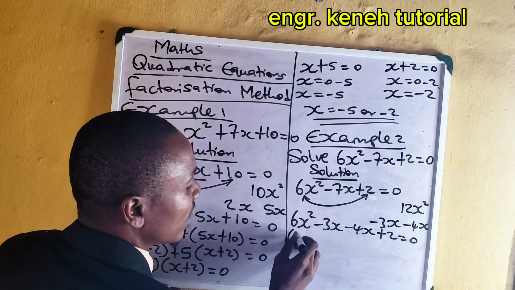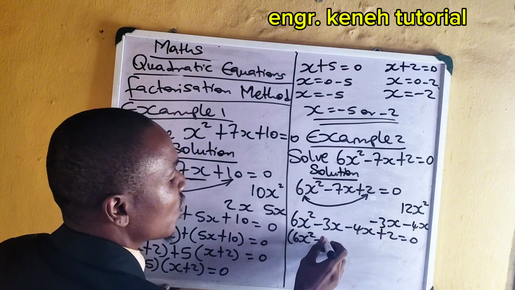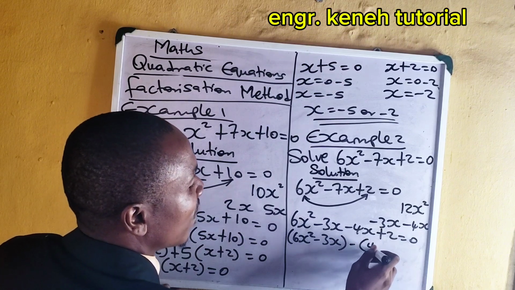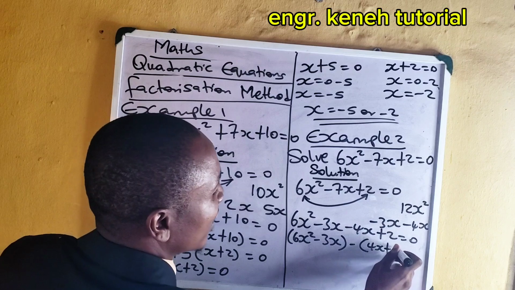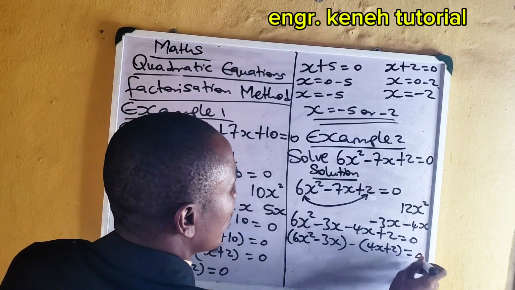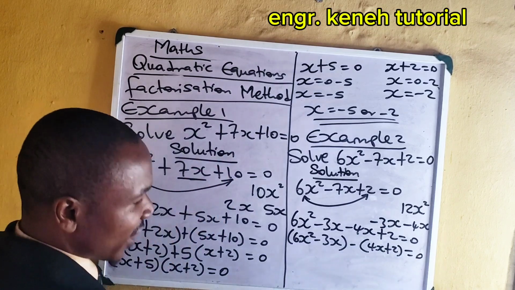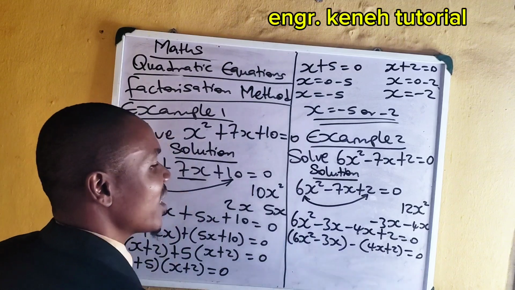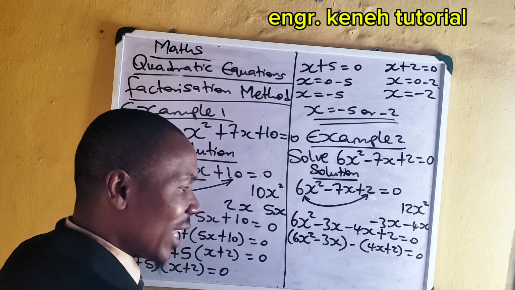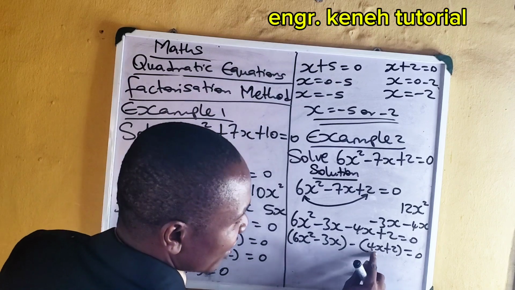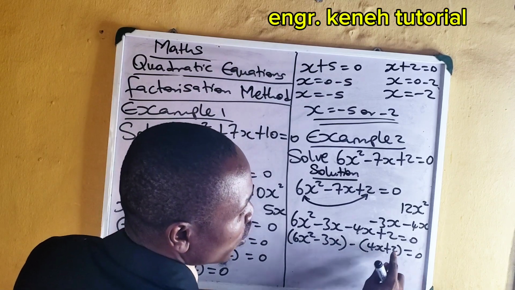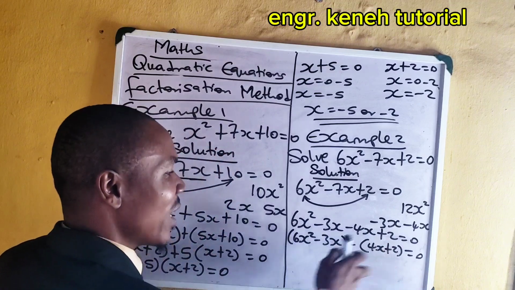So we have this one. 6x raised to the power 2 minus, you have 3x like this. Then you have minus, put this one, 4x. You have this. Everything is equals to 0. Then you ask yourself, check this second bracket, to be sure that when you open it, you have the same meaning as this. If not, you adjust it. So minus times 4x will give us minus 4x, is correct. Minus times plus 2 will give us minus 2. But what we have here is plus 2.